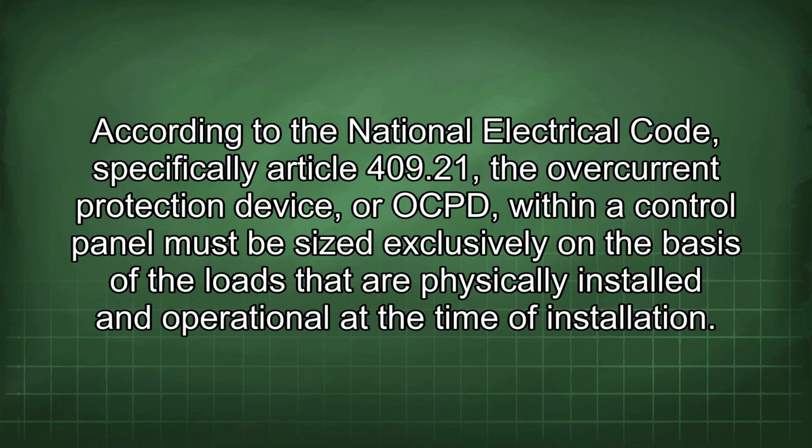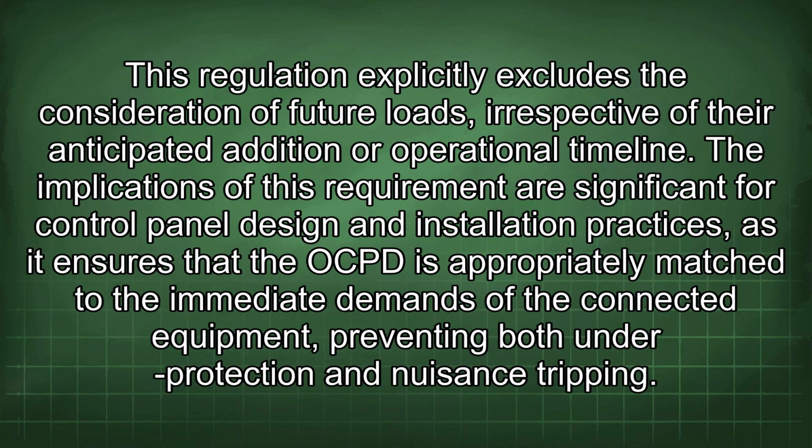According to the National Electrical Code, specifically Article 409.21, the overcurrent protection device, or OCPD, within a control panel must be sized exclusively on the basis of the loads that are physically installed and operational at the time of installation. This regulation explicitly excludes the consideration of future loads, irrespective of their anticipated addition or operational timeline.